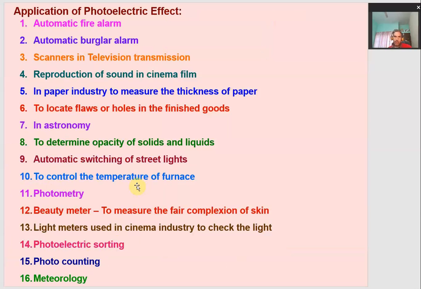So the photoelectric effect, which we have discussed here, has very wide applications, just like this. You can read them.